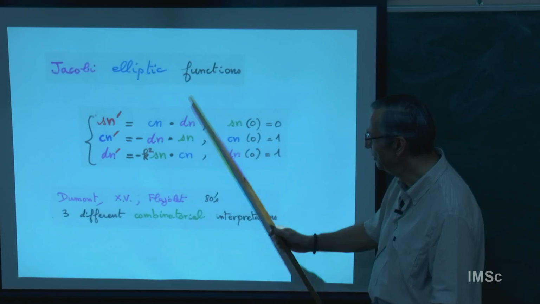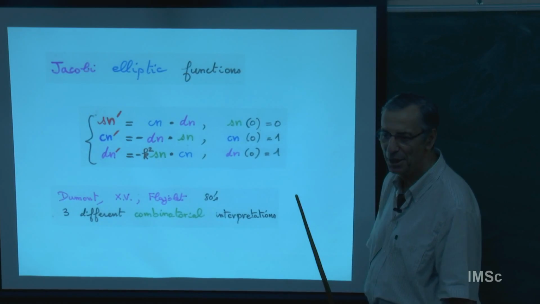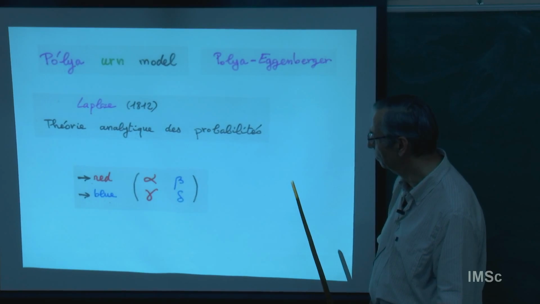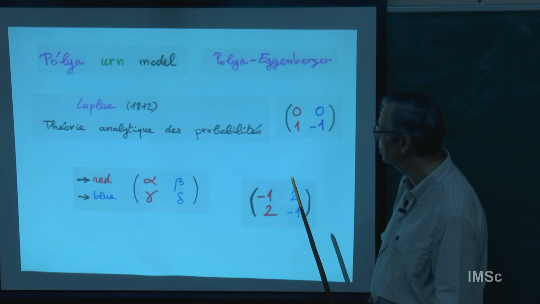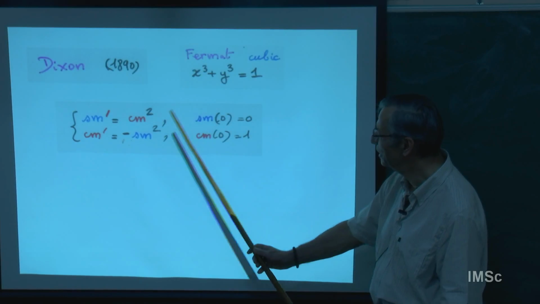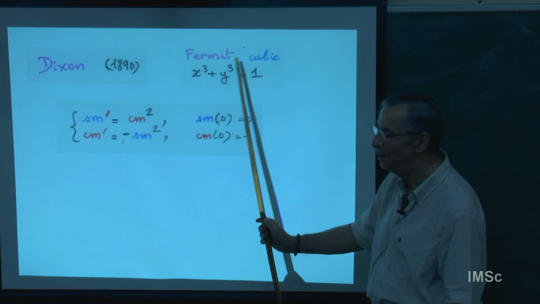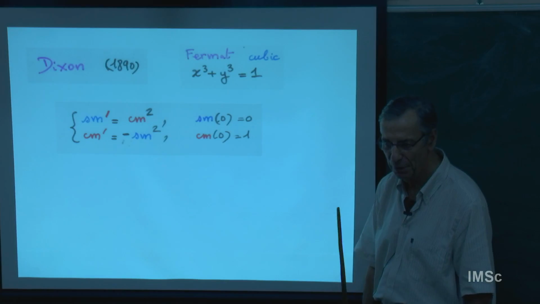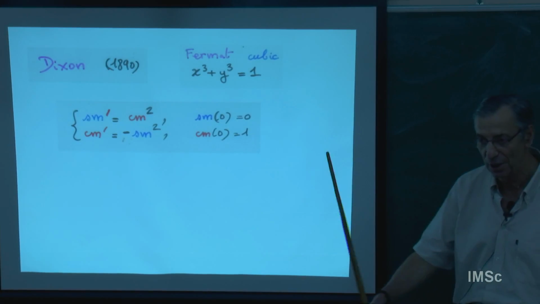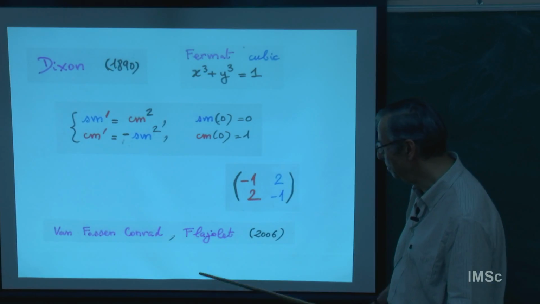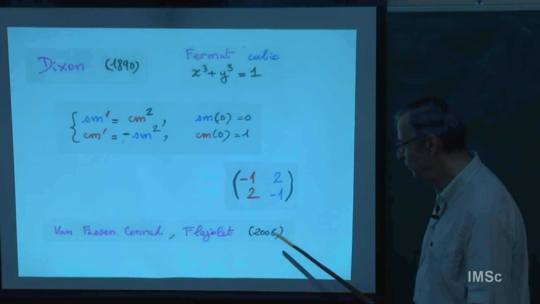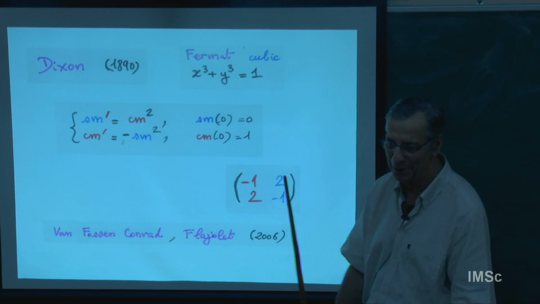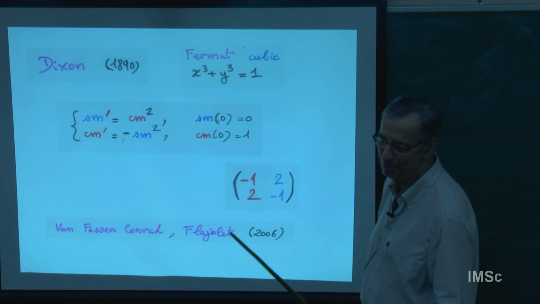With this general theory, you can treat elliptic functions, which again become very simple. You can get the Polya urn model. Maybe it's too much today. And there is also the Dixon elliptic function, related to Fermat cubic curves. So you can also solve this by using the philosophy of solving differential equations. It is related to the Polya urn model. There is a beautiful paper by Flajolet in 2006 showing all these relations: Polya urn, combinatorics of differential equations, and Fermat curves, and all these cubic curves.